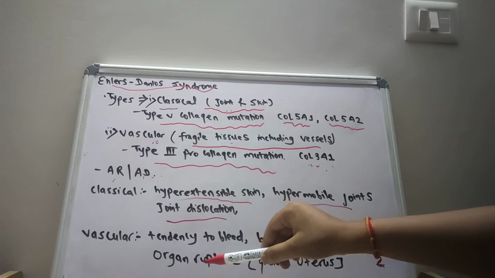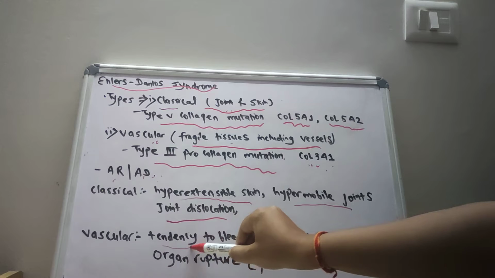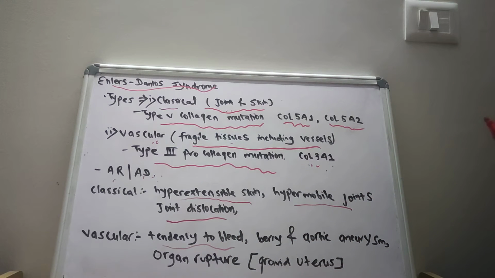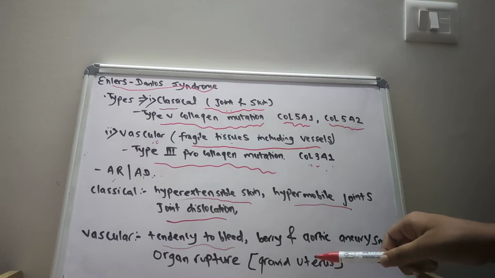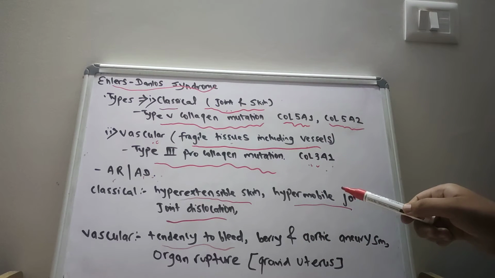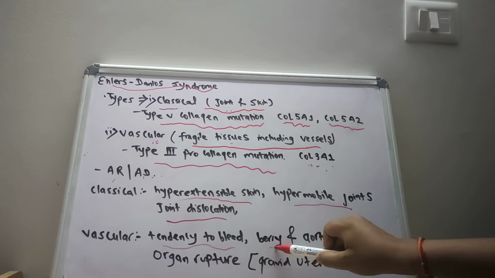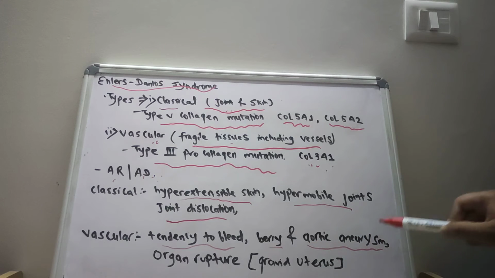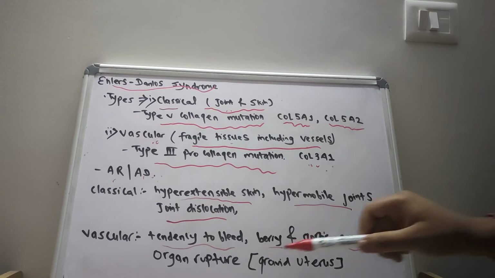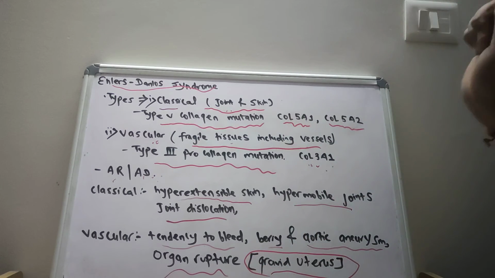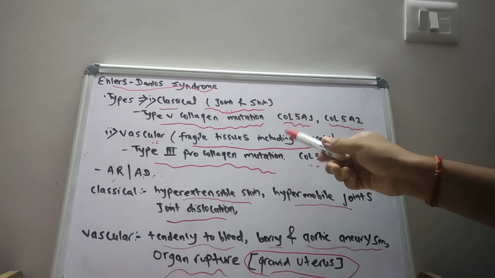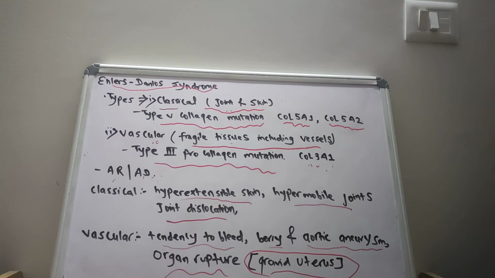And if this syndrome is vascular, there is a higher tendency to bleed, because the tissue is fragile and the vessels are also fragile, which leads to berry and aortic aneurysm. And there could also be organ ruptures. For example, a gravid uterus can rupture easily if there is the vascular type of syndrome.